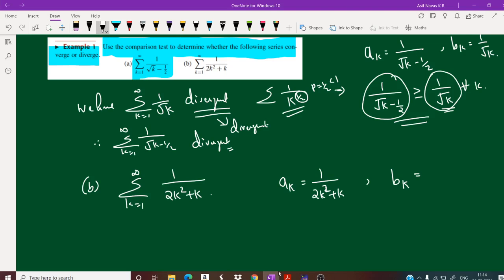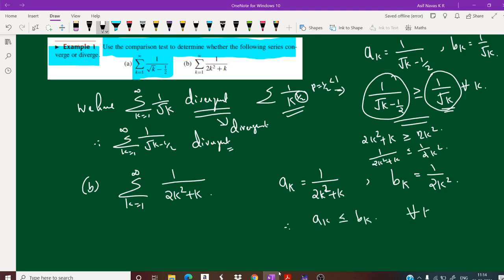1 by 2k square, right? Why? Because 2k square plus k is always greater than or equal to 2k square. Therefore, 1 by 2k square plus k is always less than or equal to 1 by 2k square. Therefore, here ak is always less than or equal to bk for all k.